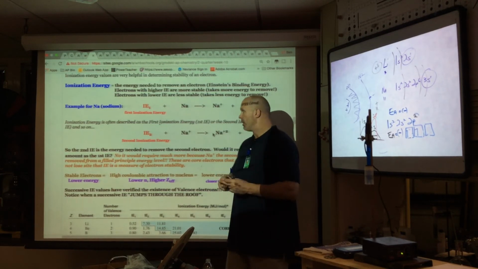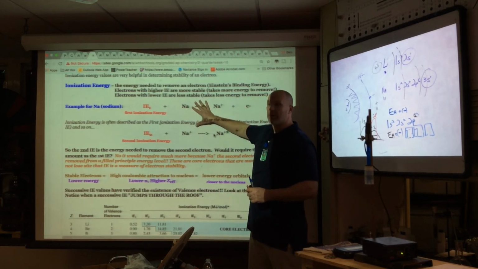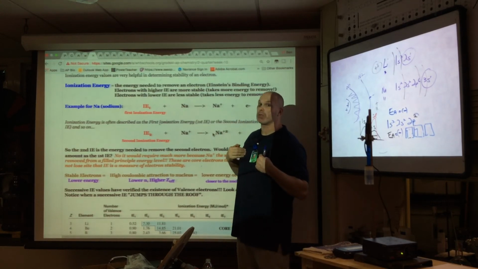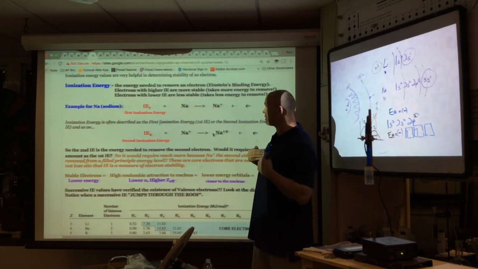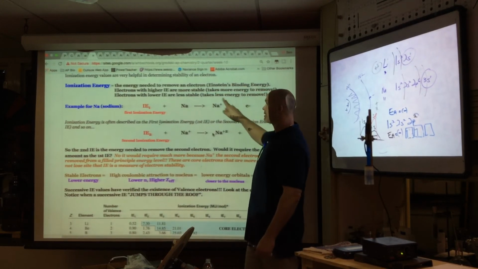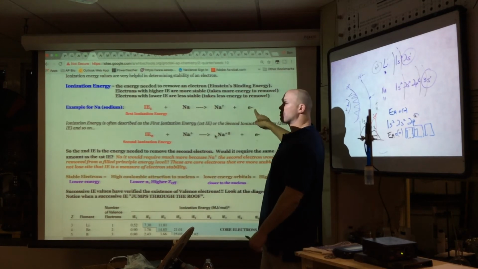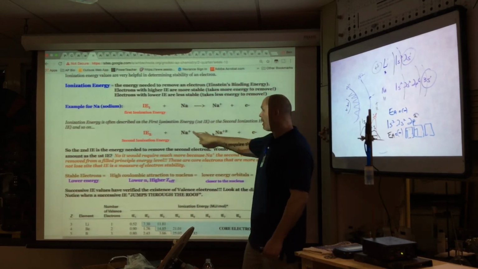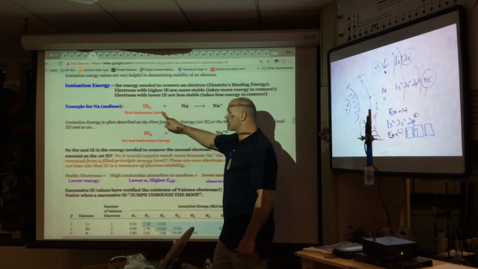Okay? So, back to ionization energy. Now, in Regents level, they say ionization energy. In our land and the rest of the world, it's first, second, third, fourth. How much energy does it take to grab an electron and pull it here? That's the first. Now, after you pull an electron, you can pull another.